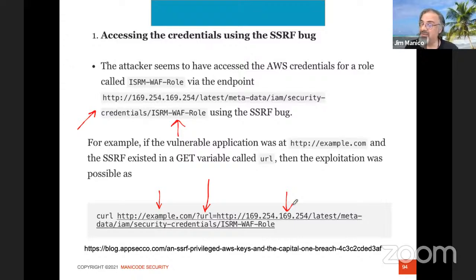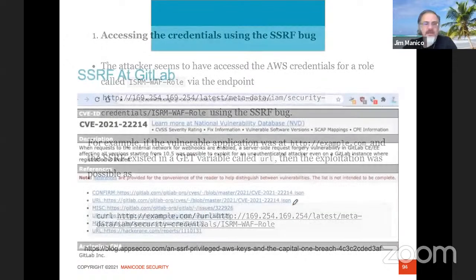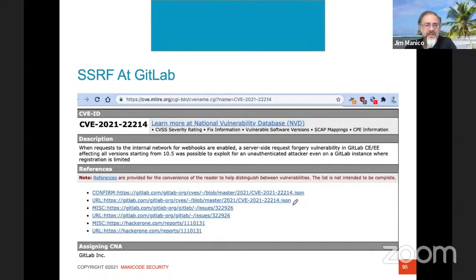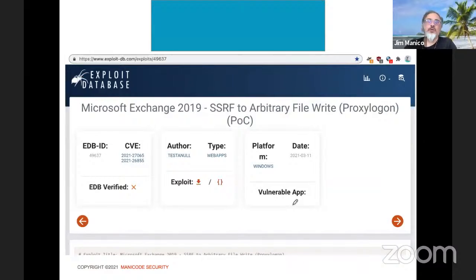This is a big deal. There are a lot of people who are talking about this. Orange Tsai is my favorite researcher. Orange, like the orange fruit, Tsai has several YouTube talks on this to get more detail. I'll link to him in a second. GitHub had a major SSRF this year. ProxyLogon had a mammoth global SSRF in the Exchange server.